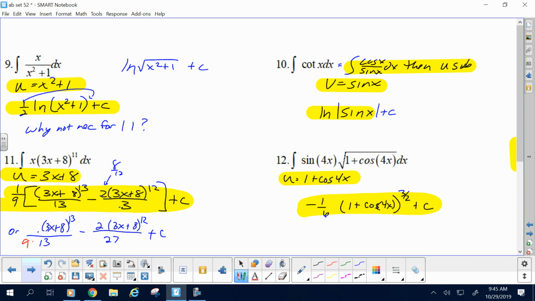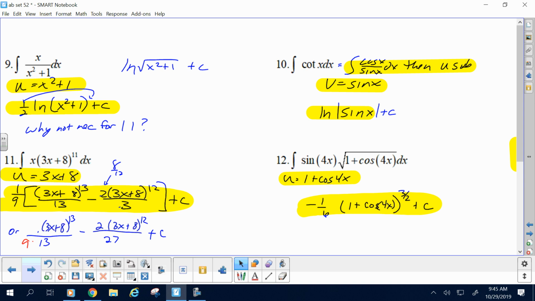Okay, number 12, let u equal 1 plus cosine of 4x. du then would be something like negative sine of 4x times 4. At any rate, your antiderivative is negative 1/6 times (1 plus cosine of 4x) to the 3/2 plus c. How we doing? Success town or failure town?